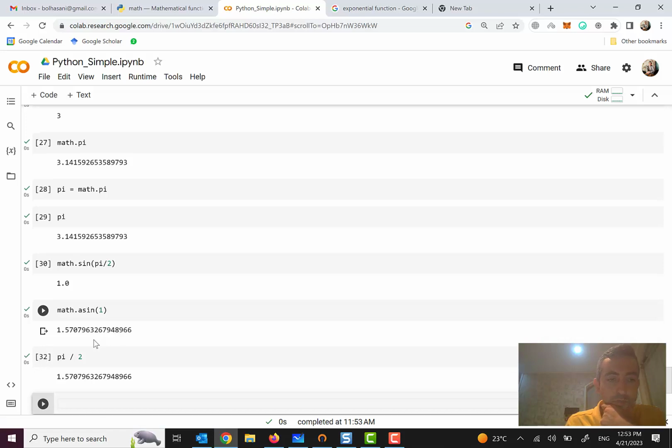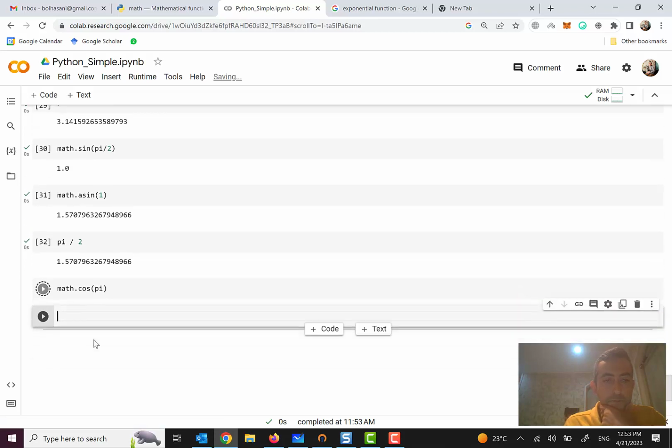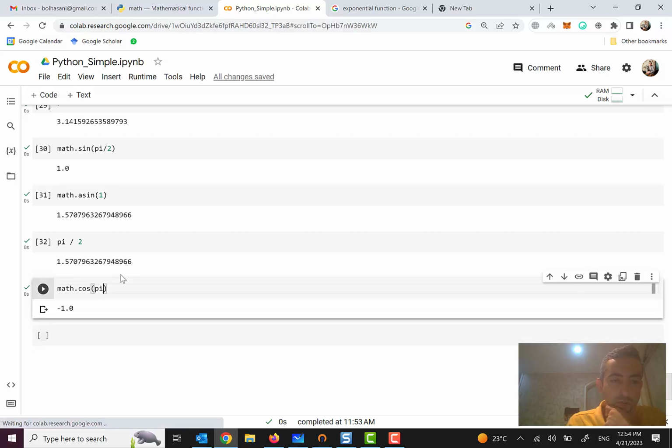Okay, and you can also use it for other functions like cosine, for example cos of pi. It will be -1. Good. And also for 0.